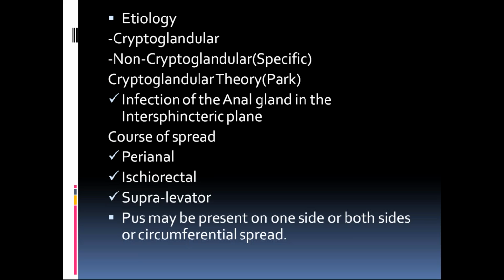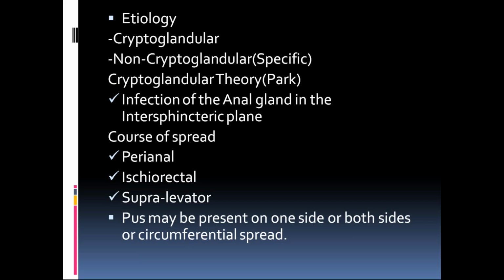The cryptoglandular theory is what I have discussed in the previous slides. At the level of the dentate line, at the anal crypts, there are anal glands which are situated in the intersphincteric plane. From this intersphincteric plane, the anal glands have anal ducts. These anal ducts open into the anal sinuses at the level of the dentate line, in the crypts. So this is the cryptoglandular theory.